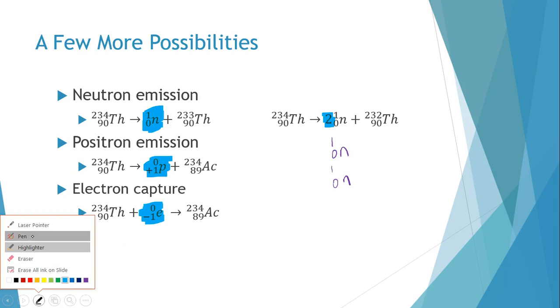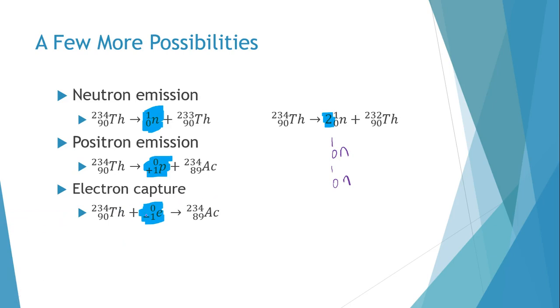So as far as the math goes, it's still the same math goal. Left side equals right side. 234 plus 0 equals 234, and 90 plus negative 1 equals 89. You'll actually see some of these problems in your worksheet where you'll have neutron capture as well. And so you'll have 1 0 n written like this, and then you have to figure out the other side. So this is a game of make the two sides equal. 234 plus 1 is 235, and 90 plus 0 is 90.